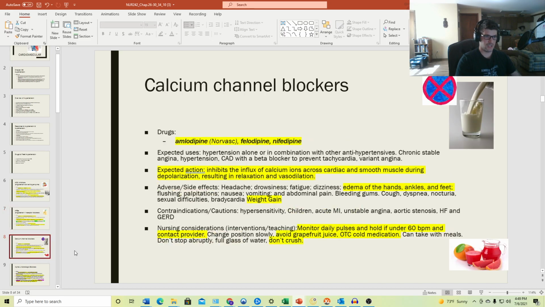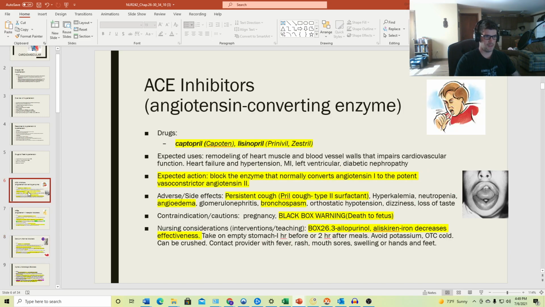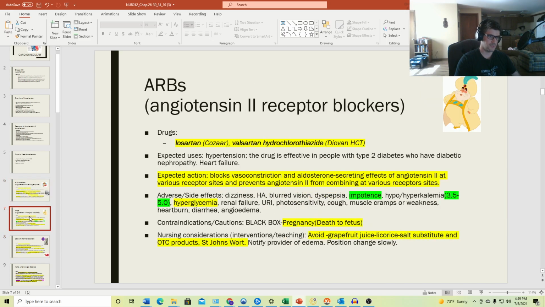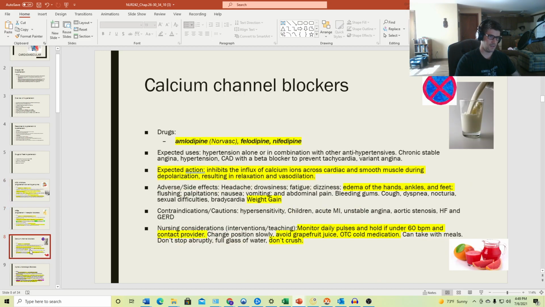Next is calcium channel blockers. Amlodipine and felodipine, and I'm not even going to attempt that. It ends in pine. So that's how you can remember your calcium channel blockers. They all end in pine. If we go back again, ACE inhibitors are prill, ARBs are sartans, calcium channel blockers are pines.